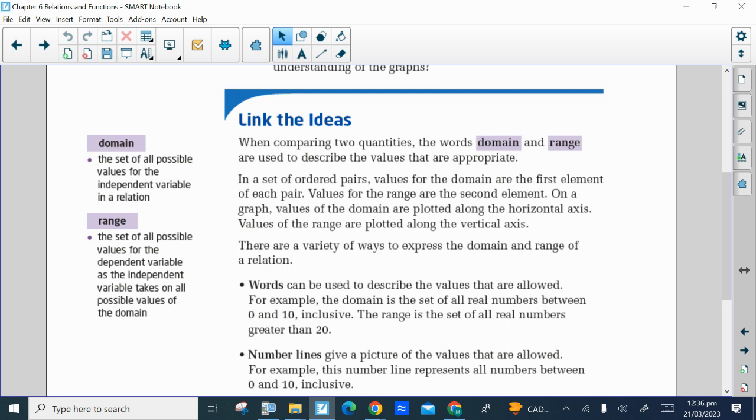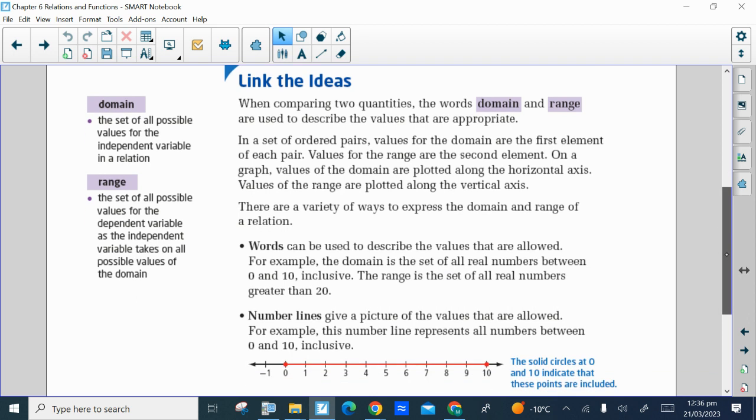So it says on the left, it's a set of all possible values for the dependent variable that belong to a relation. So that is the y value, the second set of numbers in the table, or the second set of numbers in the ordered pairs, or it's the ones that are along the y-axis or vertical axis of a graph. So generally we say that the range will be all the y values that belong to a relation, where the domain are all the x values that belong to the relation.